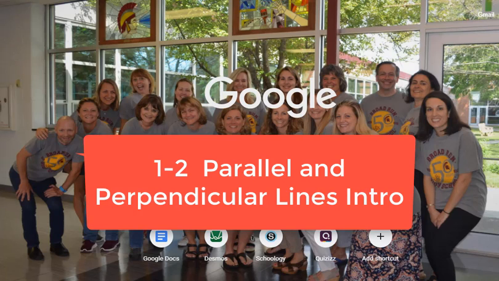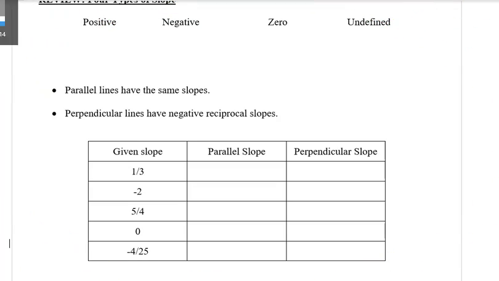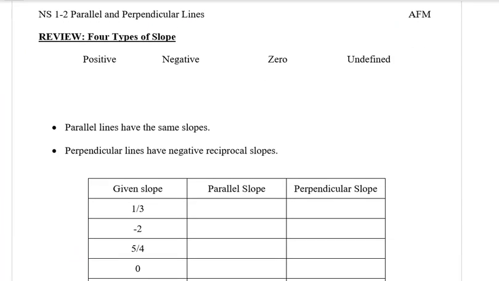We're going to take a look at reviewing a few things before we get into parallel and perpendicular lines for today. So check this out. Just reviewing a little bit of stuff here: the four types of slope. Here are the pictures that you should be familiar with for the slant of lines for linear equations.